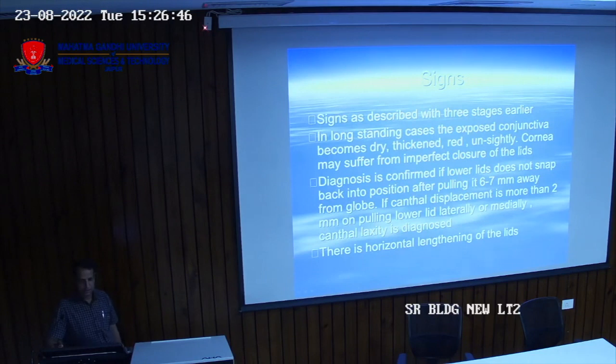Signs according to the 3 stages are similar. In long-standing cases, the exposed conjunctiva becomes dry, thickened, red, unsightly. The cornea may suffer from imperfect closure of the lid. Diagnosis is confirmed when the lower lid does not snap back into position after pulling it 6 to 7 mm away from the globe. If canthal displacement is more than 2 mm on pulling the lower lid laterally or medially, canthal laxity is diagnosed. There is horizontal laxity of the lids.